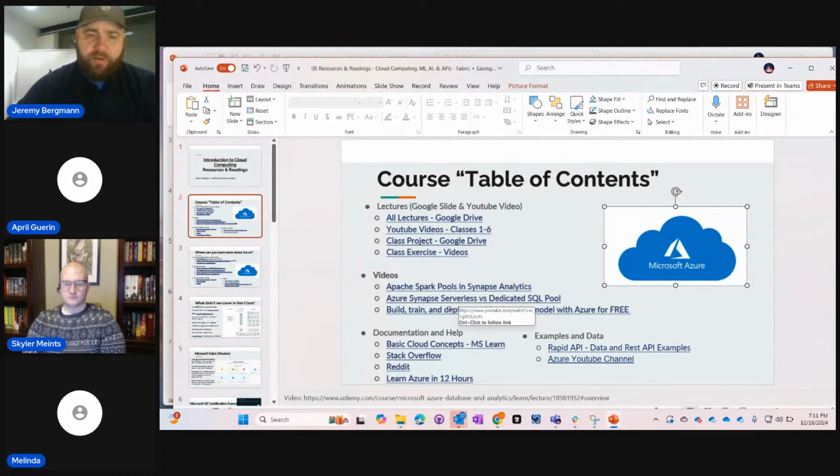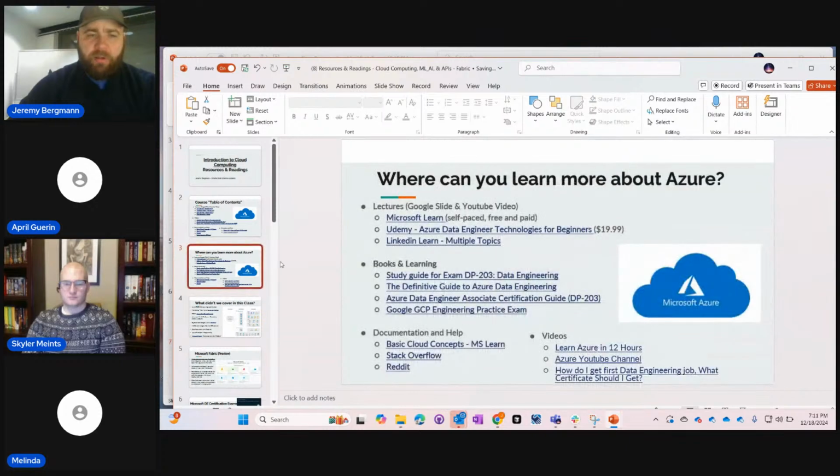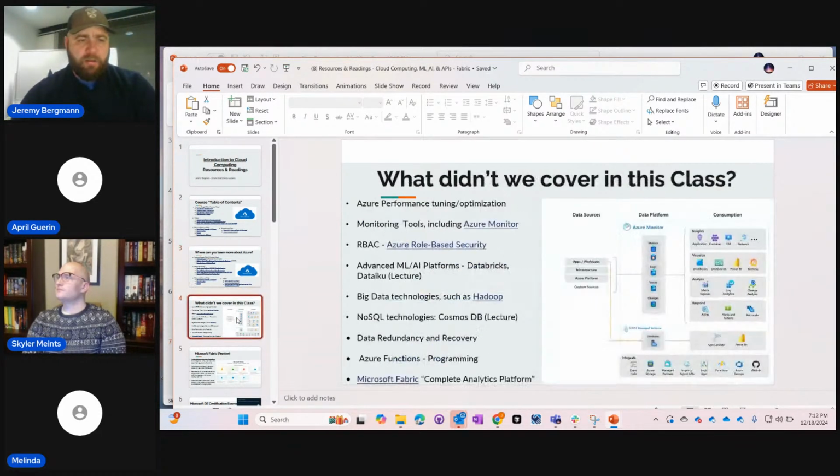So you have very similar technologies within Fabric, like the machine learning lab that's within Azure. It's pretty similar to the data science module in Fabric.